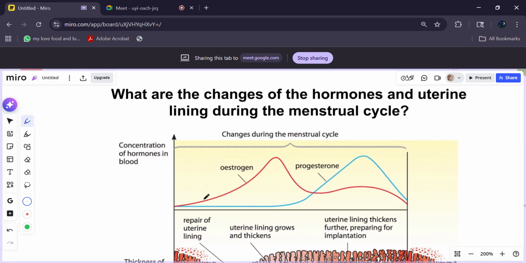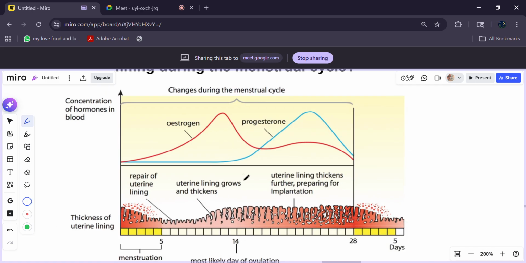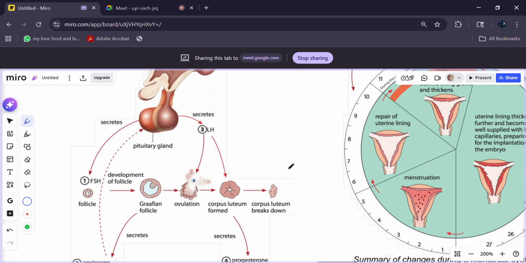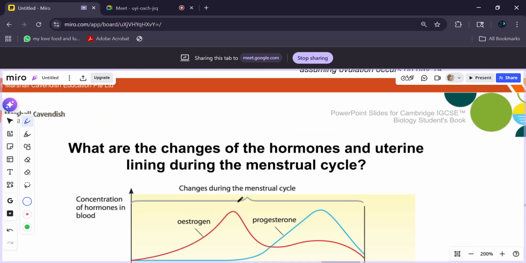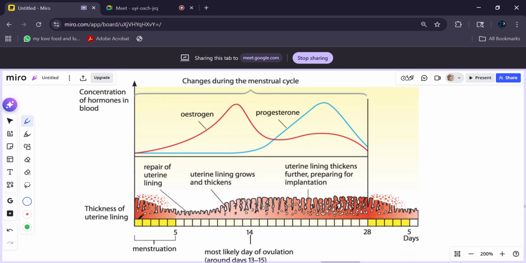So, as you can see in the diagram of the changes of the menstrual cycle, estrogen is produced first, and progesterone is produced later on. These diagrams show the changes of hormones. In the beginning, the follicle stimulating hormone stimulates the follicle, and it's the Graafian follicle that produces the estrogen. The estrogen causes the repairing of the uterine lining as it starts to become thick. When the uterine lining is damaged, this is called menstruation.